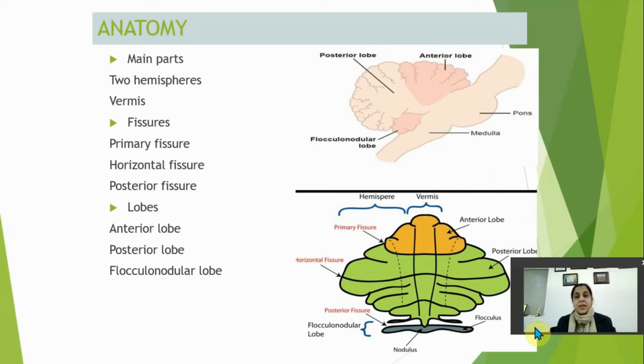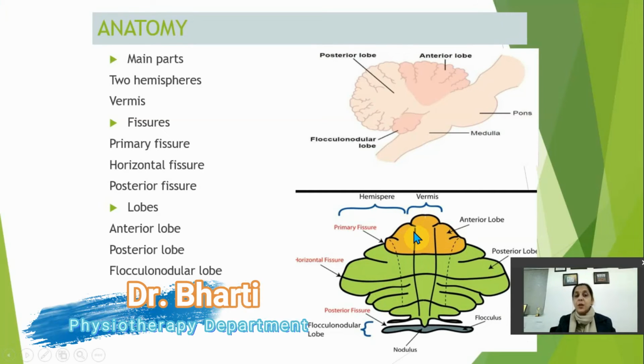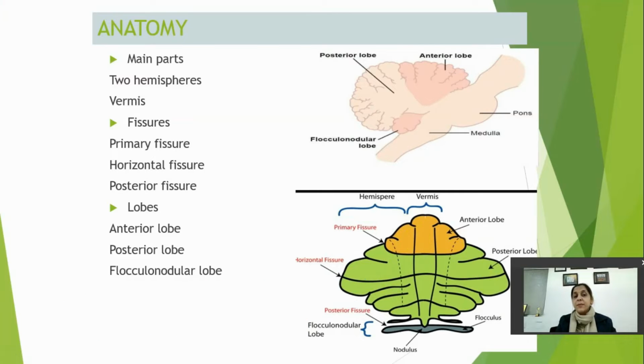The main part of the cerebellum is divided into two cerebellar hemispheres, one on the left side and one on the right side, and another part, the vermis, the yellowish part. The cerebellum is divided by three fissures: the primary fissure, the horizontal fissure and the posterolateral fissure. It has three lobes: the anterior lobe, posterior lobe and the flocculonodular lobe.